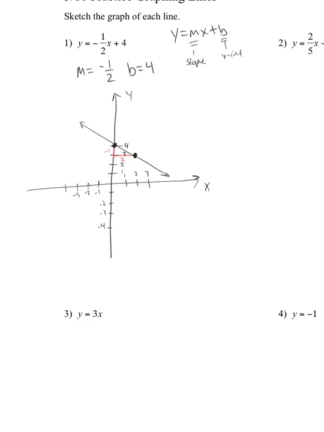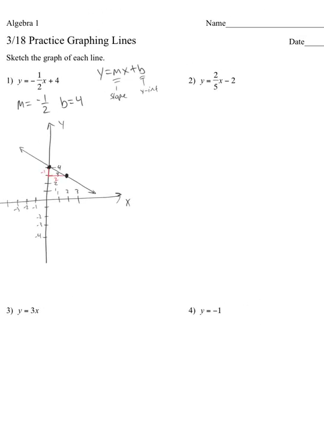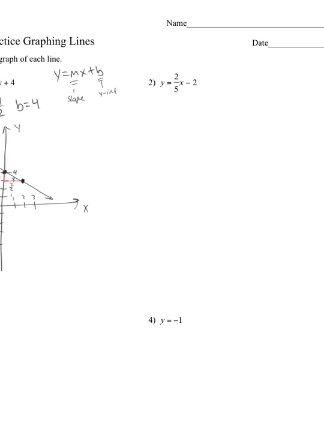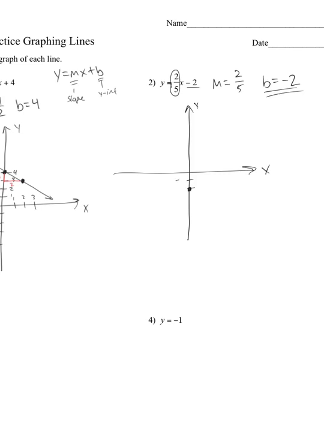All right, let's take a look at number 2 here. Identifying slope and y-intercept. Slope is the number there in front of x, so slope is 2/5. b is -2. Okay, so I've got my y-axis, I've got my x-axis, and because I've got a y-intercept of -2, that's on my y-axis. I'm going to go down 2. That's -1, -2. Okay.